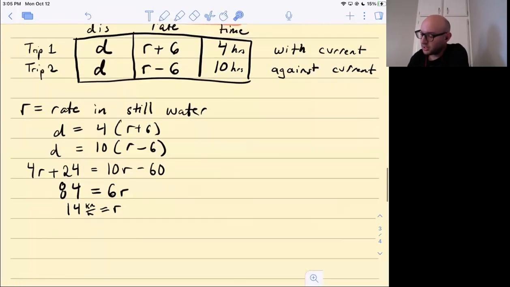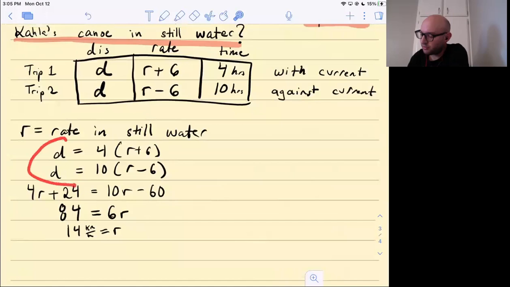Okay, great. These two equations are really important to know where they came from. They came from the dirt table. The dirt table tells us that each row in the dirt table is an equation. Each row is distance equals rate times time. Did that help explain where those equations came from? I switched the 4 and the r plus 6 though, but whatever, it's the same thing.